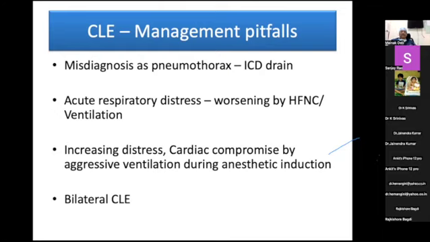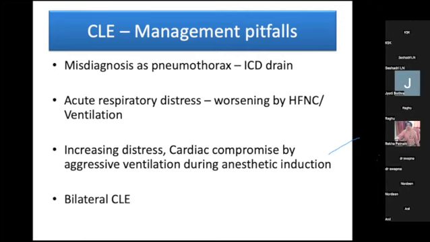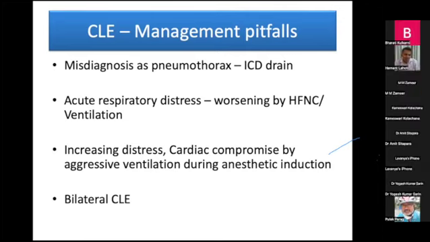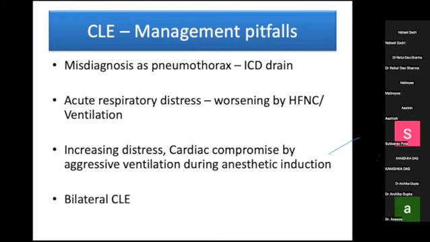What we have sometimes noticed is that aggressive ventilation during the anesthetic induction itself can cause increasing distress and cardiac compromise, leading to hemodynamic instability on table, which requires a quick intervention, a quick thoracotomy, and delivering the hyperinflated lobe out. The moment you deliver the hyperinflated lobe out of the chest, the respiratory mechanics significantly improve. The compression on the collapsed ipsilateral lobes is relieved.